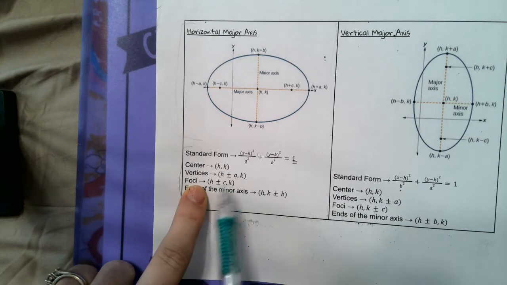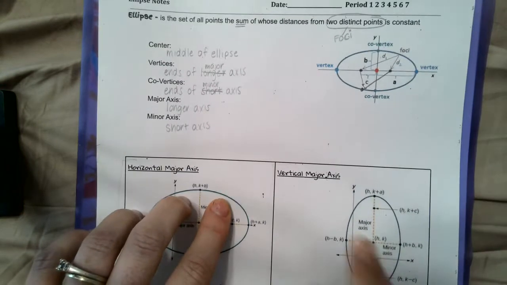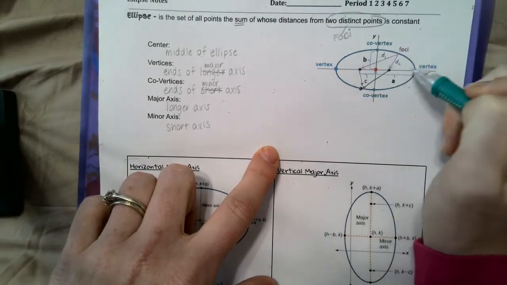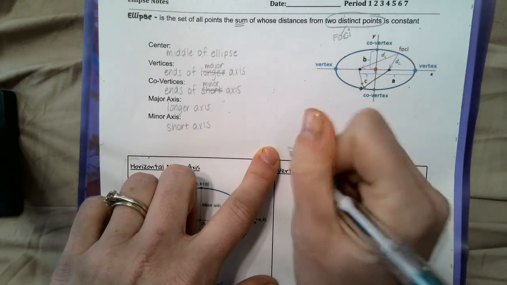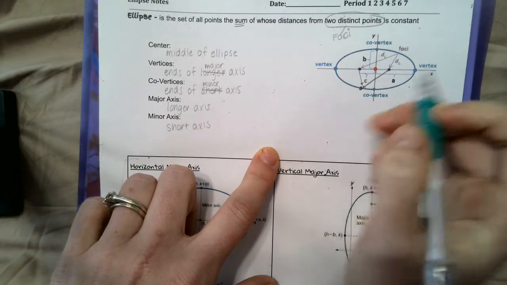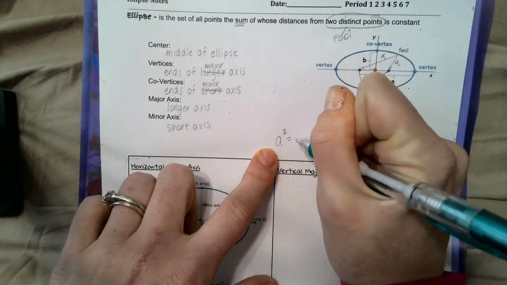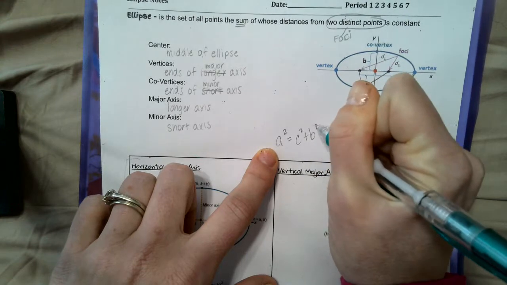Comma k. Your foci are h plus or minus c. Now you're like, okay, where does this c come from? The c comes from the idea that it's very similar to the Pythagorean theorem. And for the ellipse, because you're going to get one of these for a hyperbola too, the Pythagorean theorem that you use here is a squared equals c squared plus b squared.